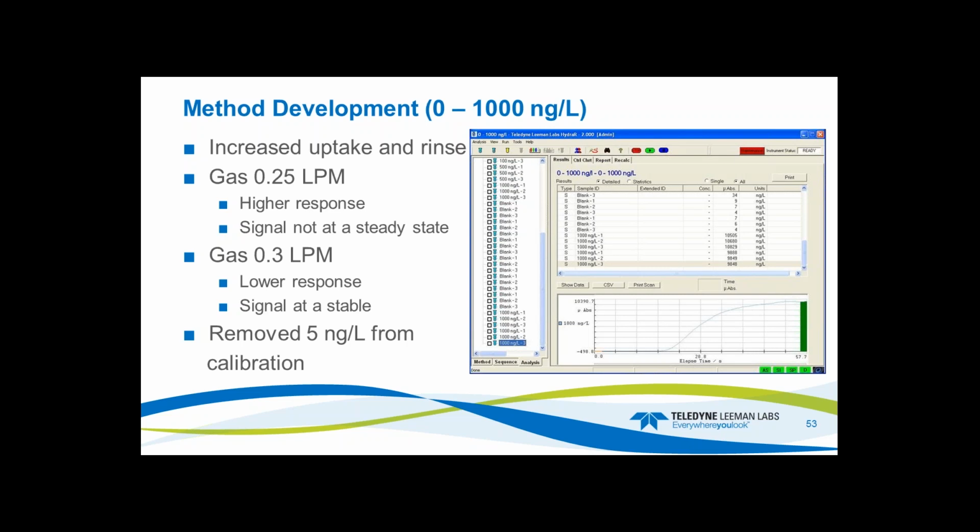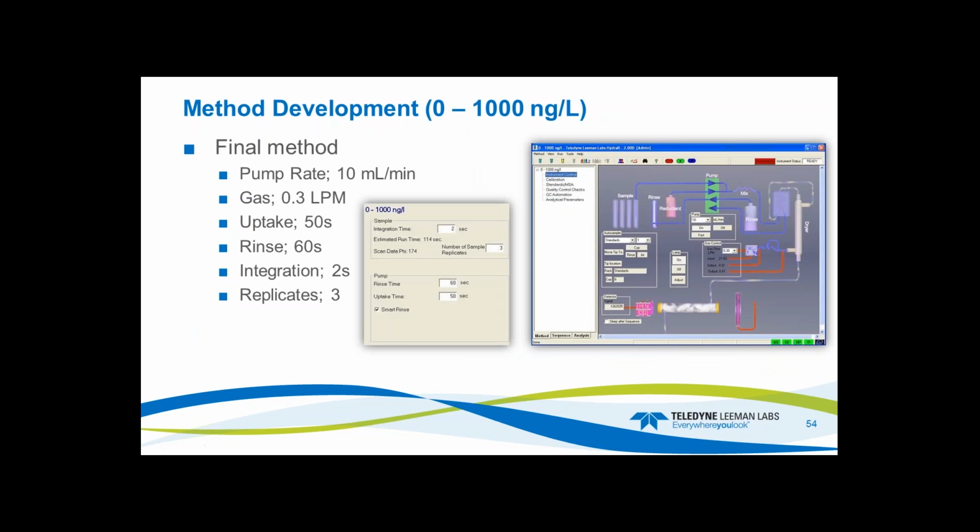Over on the right is the method development for that signal on the 1,000. It's very nice, a nice peak shape. So here's my final method. Pump rate 10 mils per minute, gas flow 0.3 liters per minute, uptake at 50, rinse at 60. I'm still using a 2-second integration with three replicates.